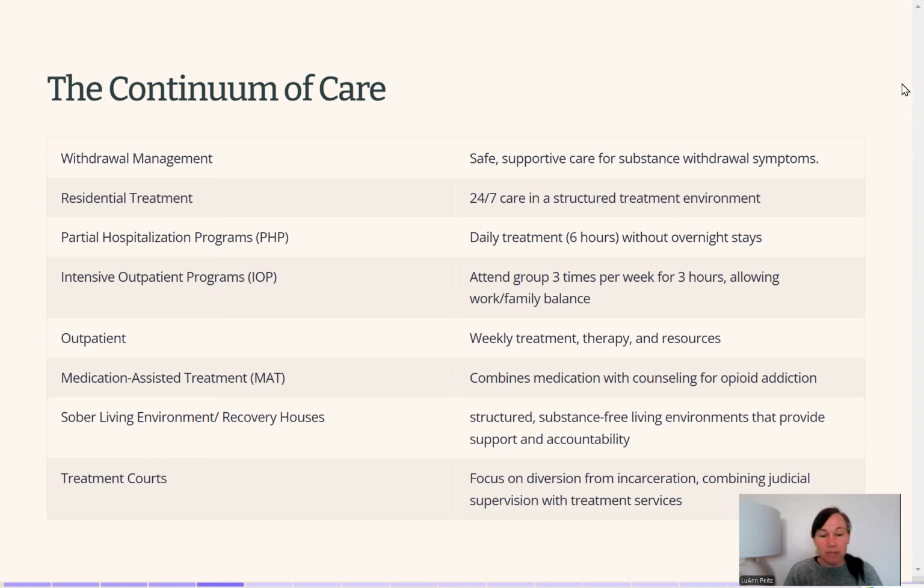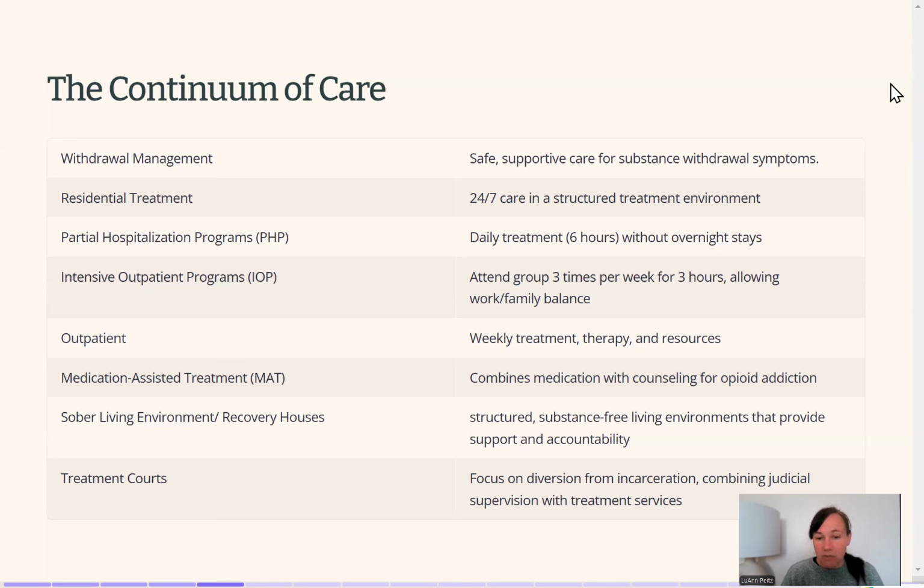I want to talk about medication assisted treatment. This is also part of the continuum of care. So it combines medication with counseling for opioid addiction and other addictions. So some people go every day to get their medication, and then you can work your way up to going less days.